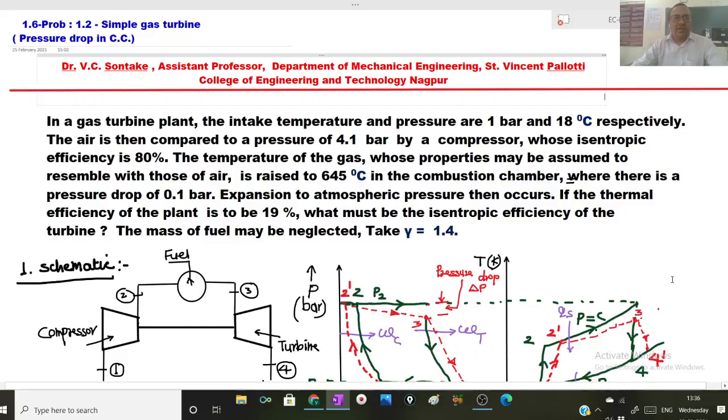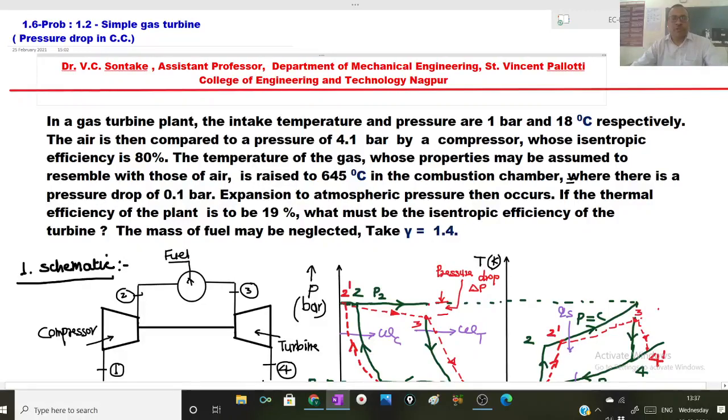In a gas turbine plant, the intake temperature and pressure are 1 bar and 18 degrees Celsius respectively. The air is then compressed to a pressure of 4.1 bar by a compressor whose isentropic efficiency is 80%. The temperature of the gas, whose properties may be assumed to resemble those of air, is raised to 645 degrees Celsius in the combustion chamber, where there is a pressure drop of 0.1 bar.